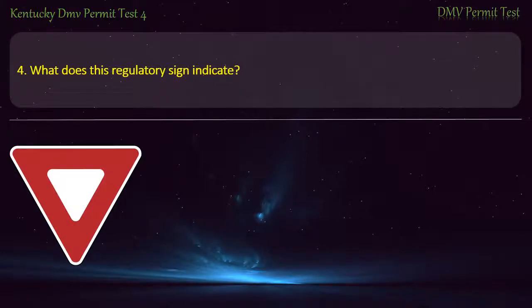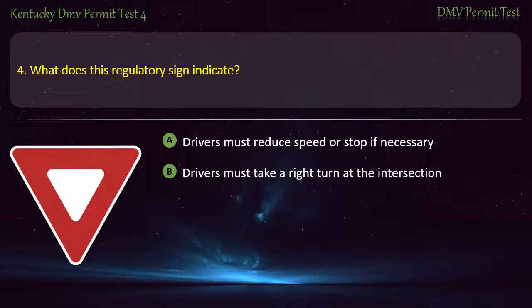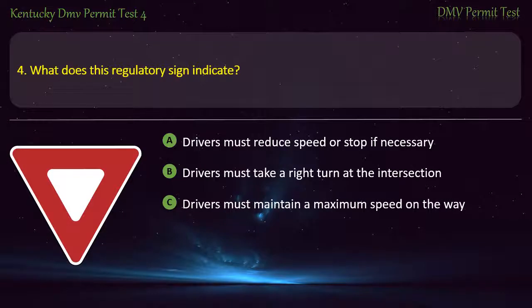Question 4. What does this regulatory sign indicate? Drivers must reduce speed or stop if necessary. Drivers must take a right turn at the intersection. Drivers must maintain a maximum speed on the way. Driver must not pass other vehicles. Answer. Drivers must reduce speed or stop if necessary.